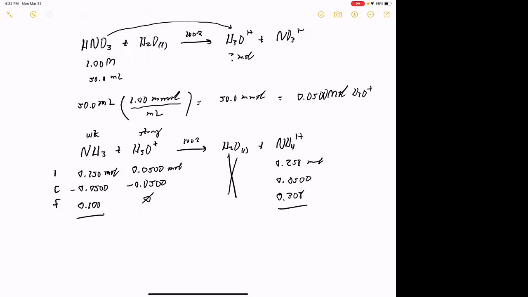I could do it two ways. Would you use the Henderson-Hasselbalch? Yes, I could do that because I've got a buffer, right? So that would be the fast way to do it, just to use the Henderson-Hasselbalch equation. What's the other way I could do it?